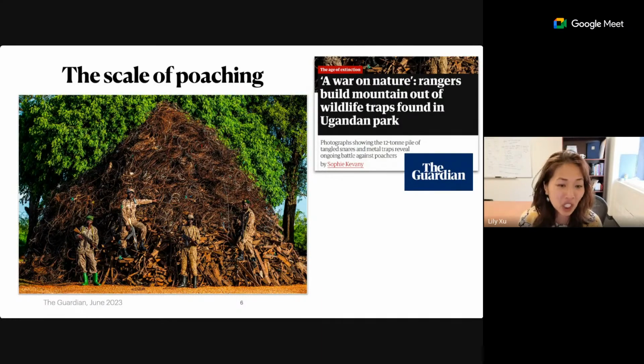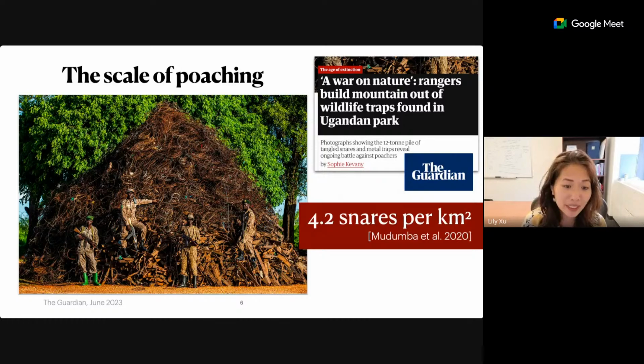But unfortunately, even currently protected areas face large threats. This is an article from The Guardian about Murchison Falls National Park in Uganda, which is a site that I've been working with for many years. This is a photo of a team of rangers in front of a mountain of snares that were found in Murchison Falls. Every single one of these little wire circles corresponds to an animal life that could have been lost. There's an estimated 4 snares for every square kilometer in the park, and this is a very large park, about 5,000 square kilometers. So that's nearly 20,000 snares present in Murchison Falls, each of which could catch an animal.